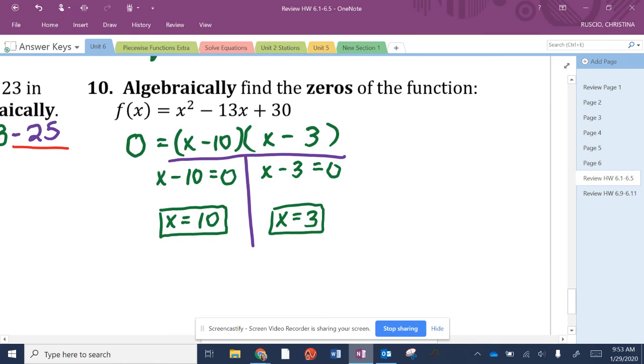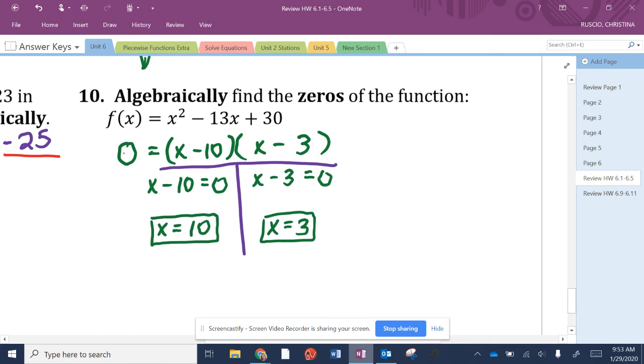Number 10, algebraically find the zeros. F of x has to become 0. That's something that we talked a lot about over the past couple of days in class. Then we factor it, set each of the factors equal to 0, and then we get our answer. If you wanted to check yourself before you wreck yourself, you can graph this original equation and then just find the zeros on there to make sure that you didn't make a weird little mistake, like say 11 and 2 instead of 10 and 3 or something like that.